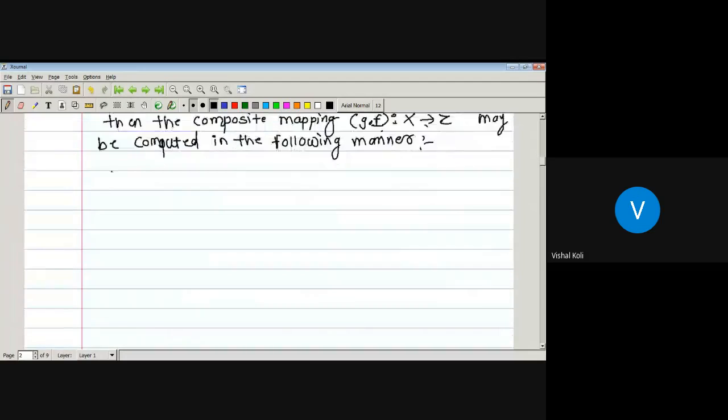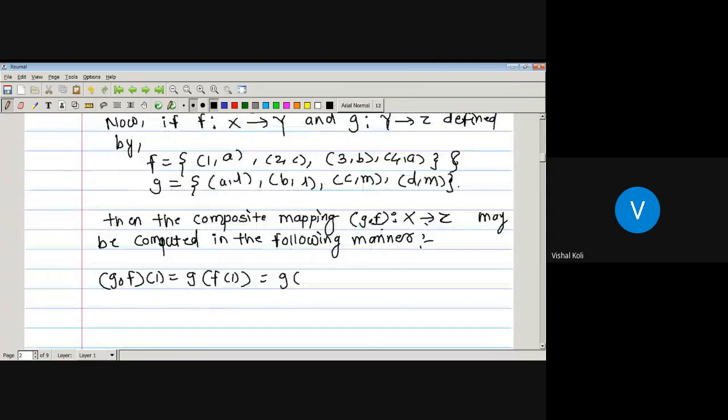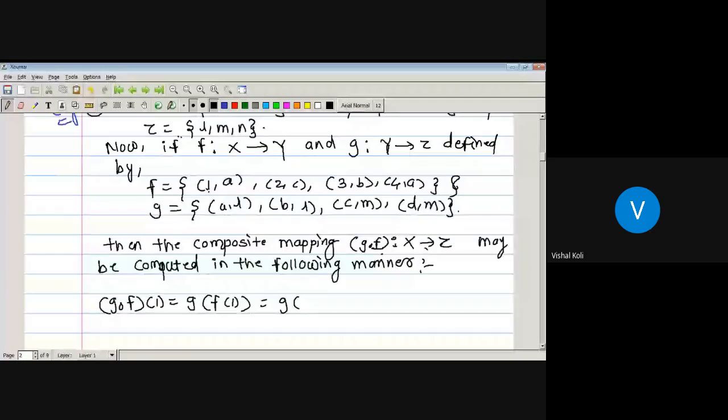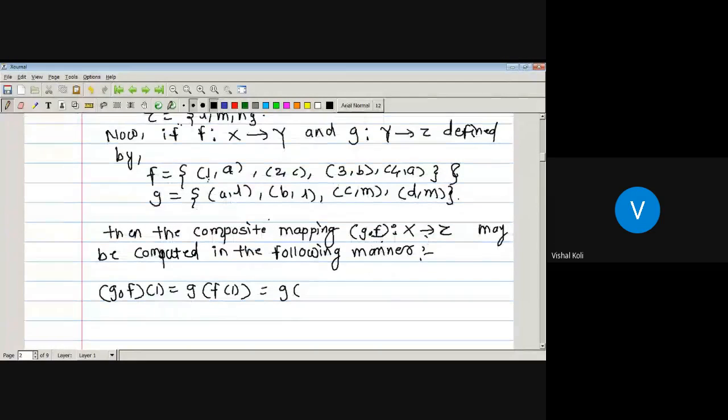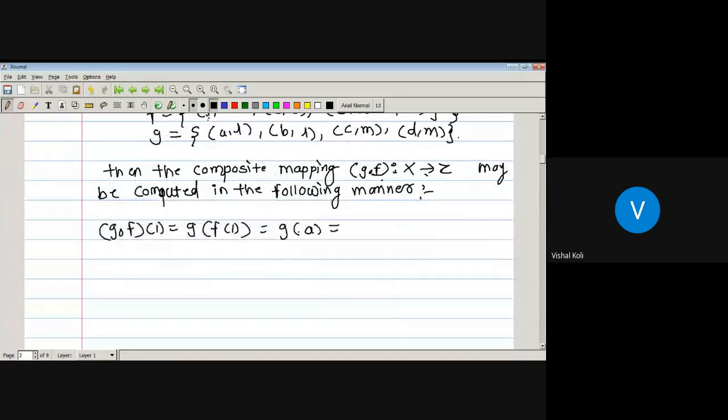Therefore, g composite f of element 1 is equal to, by the definition of composition of two mappings, g composite f of x will be equal to g of f of x. Therefore, g of f of 1, which is nothing but g of, what is the value of f of 1? From mapping f, f of 1 will be equal to a. Since 1 is mapped onto a, therefore f of 1 is a, which is equal to g of a. This g is a function from Y to Z, in which the element a is mapped onto l, therefore it is equal to l. Therefore, g composite f of 1 is equal to l.